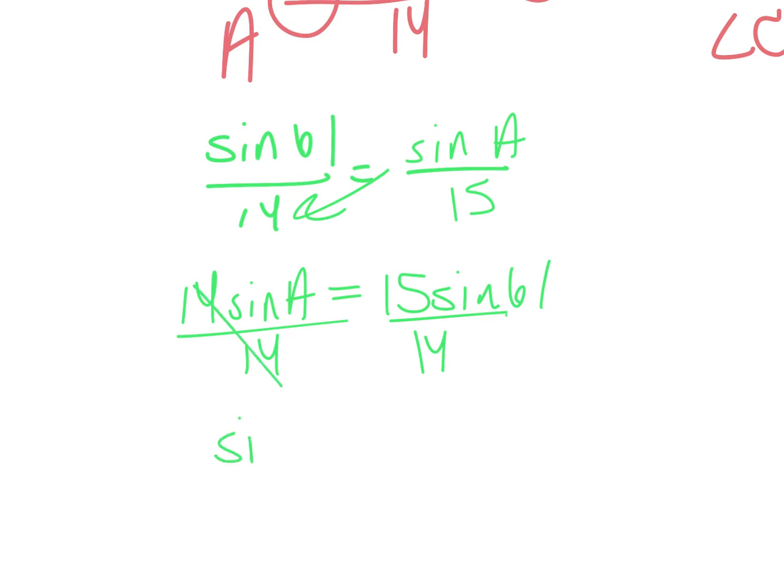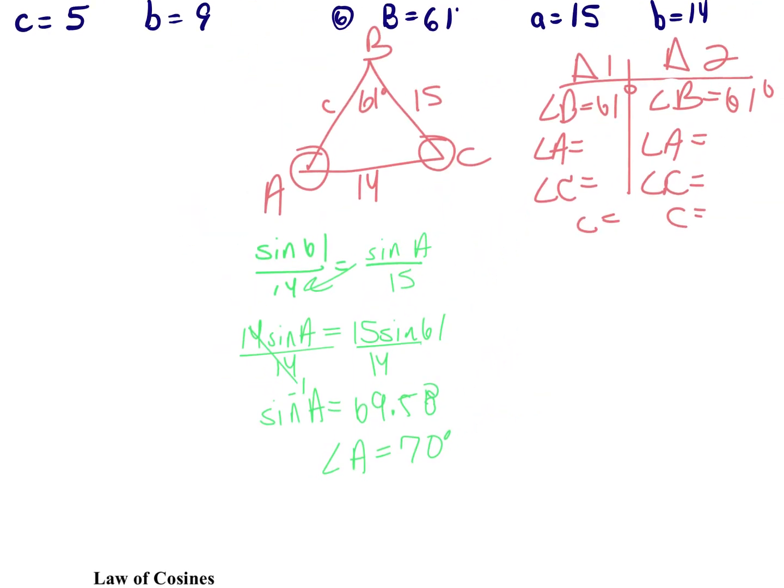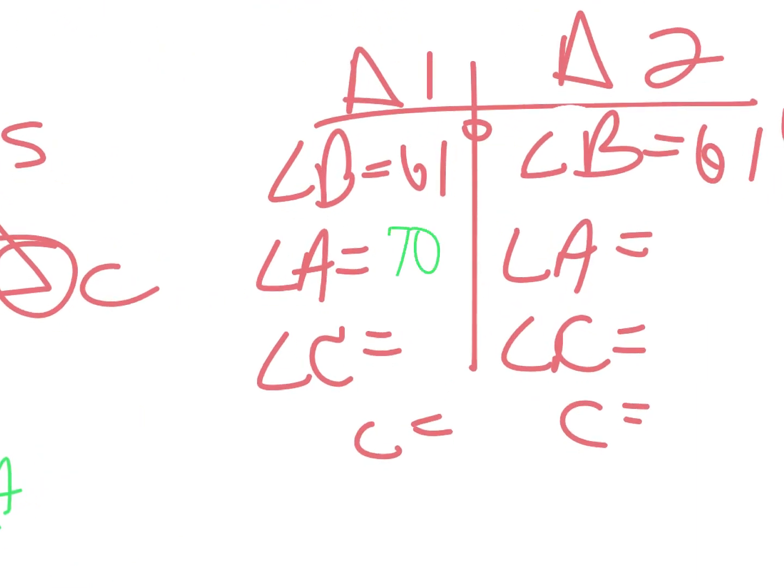And I get that the sine of A is how much? 69.568. Right? When I do sine inverse. So that rounds to angle A is about 70 degrees. So when I come up here, I say, okay, angle A is 70 degrees. Now, guys, this is where you have to say, ooh, let me check to see if there is a second triangle present.